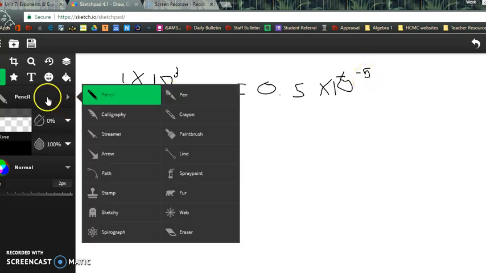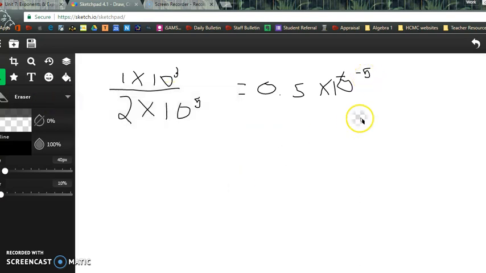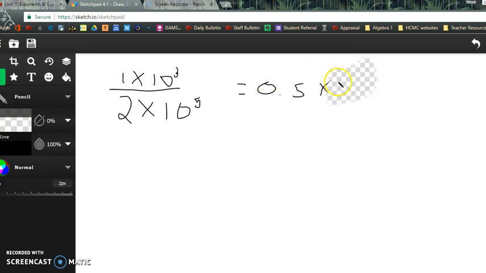This is getting a little bit messy, but you can see that if I need to, I can go over here and use my eraser over here and then go back and put it times 10 to the minus 2. If you'd rather use Word, you can use that as well. But this is just to show you briefly how to use it.